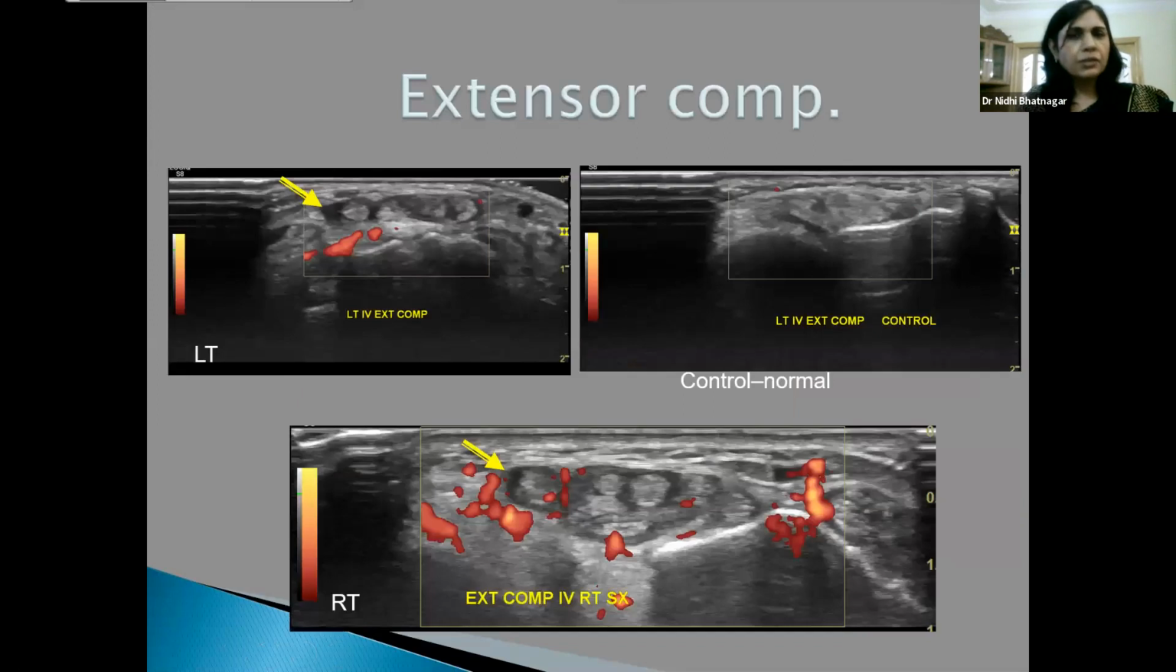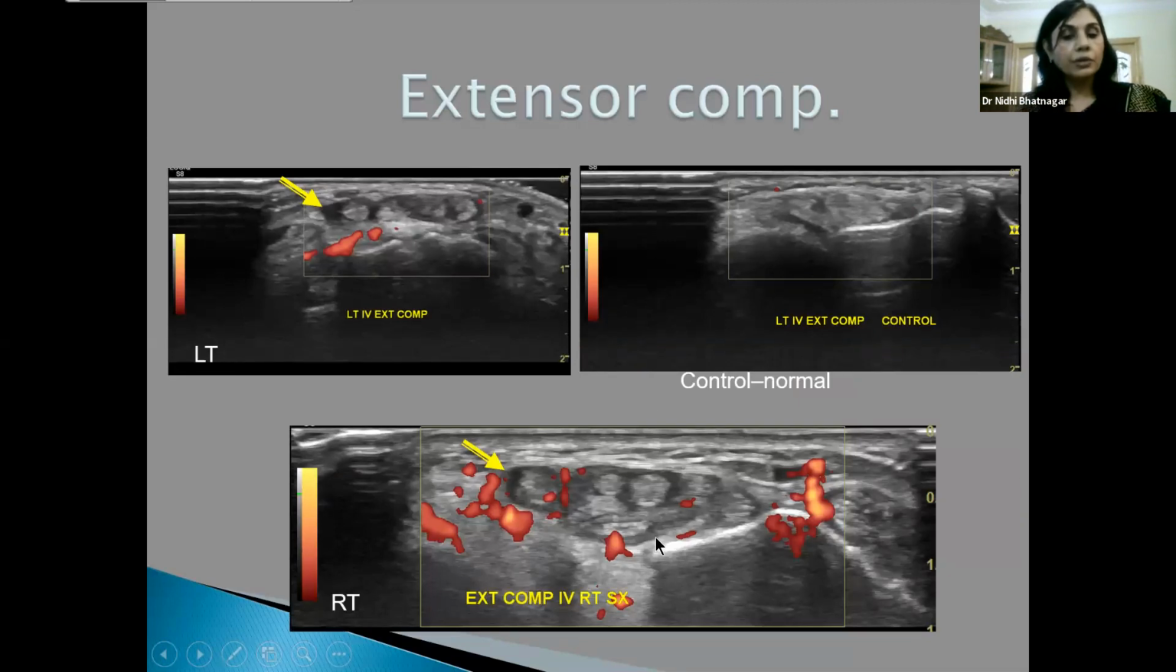Now, extensor tendons are more commonly affected than flexors. These are ultrasound images showing a short axis scan of the extensor compartment of the wrist. This patient had, on the left side, minimal synovitis, but there was no power Doppler signal that we could raise.